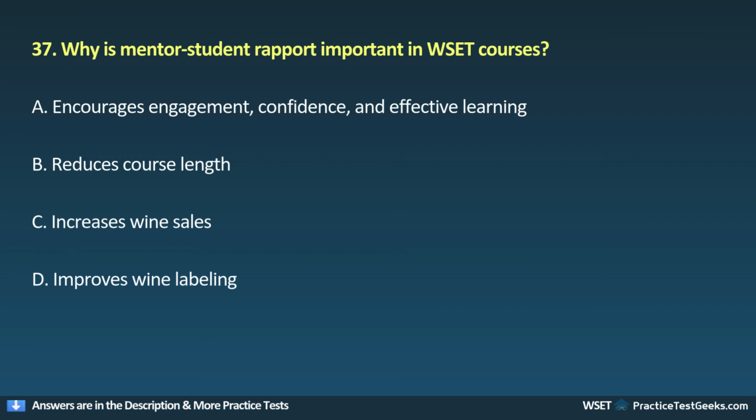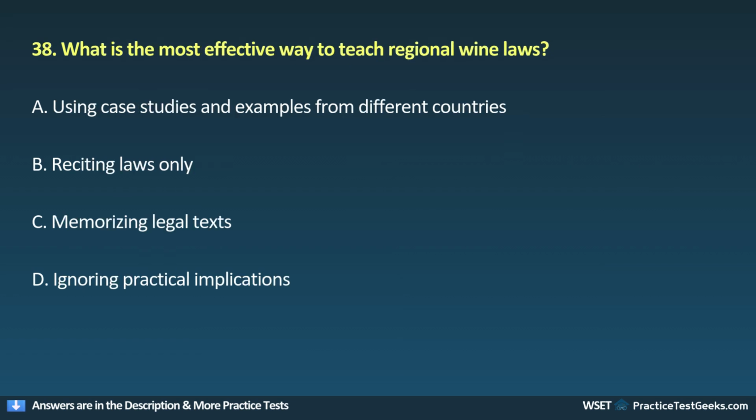37. Why is mentor-student rapport important in WSET courses? A. Encourages engagement, confidence, and effective learning. B. Reduces course length. C. Increases wine sales. D. Improves wine labeling.